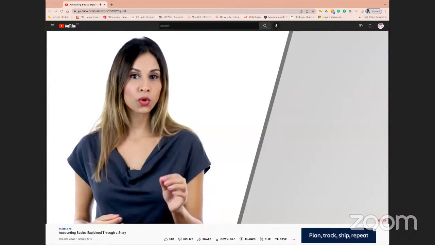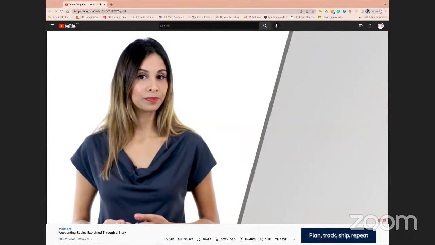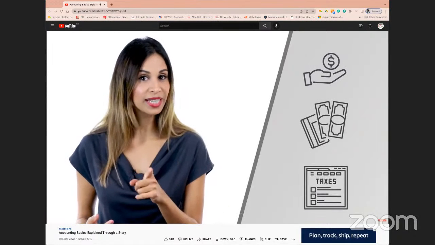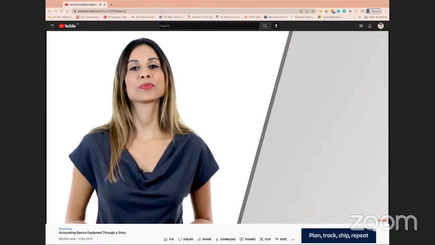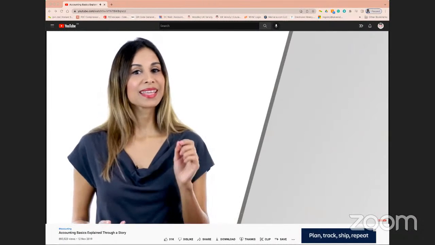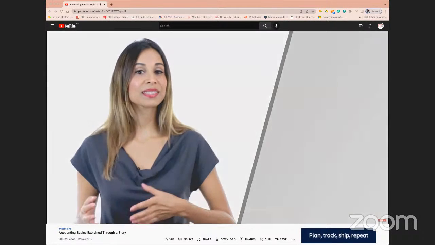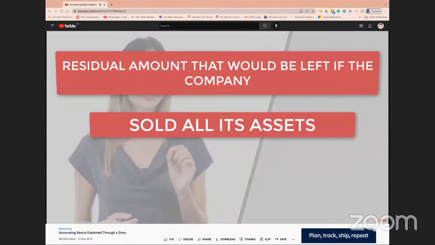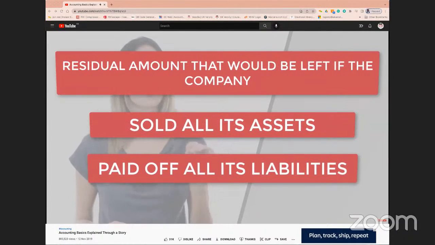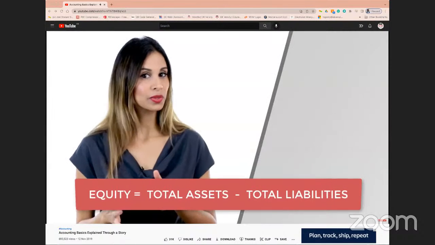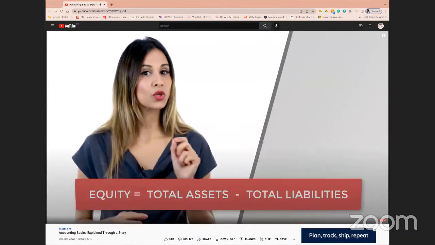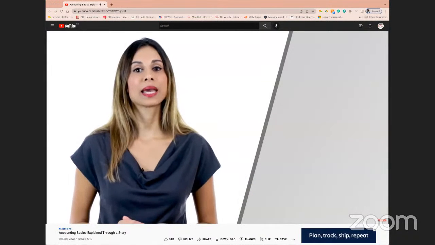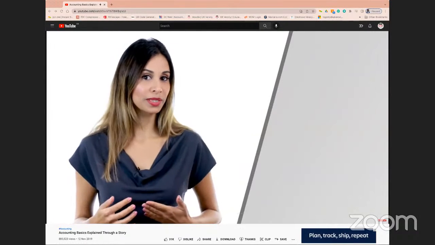Liabilities are what you owe to others. For example, a bank loan, or what you owe to your suppliers for goods or to the IRS in taxes. The third component is equity. This is a bit more abstract. It's the residual amount that would be left if the company sold all its assets and paid off all its liabilities. In other words, it's the difference between total assets and total liabilities. This leftover money belongs to the owners of the company.